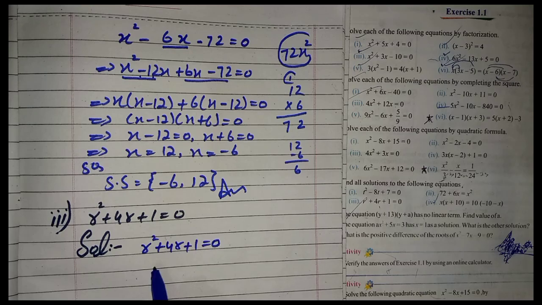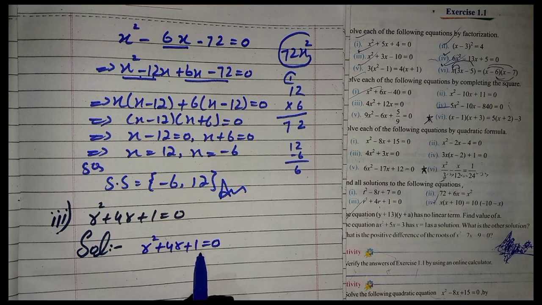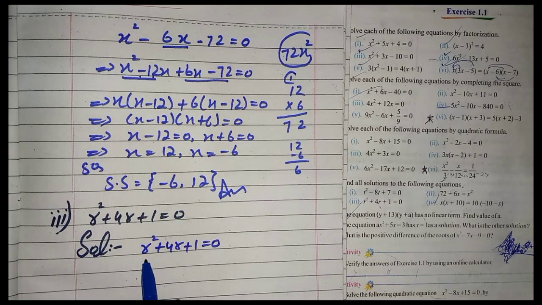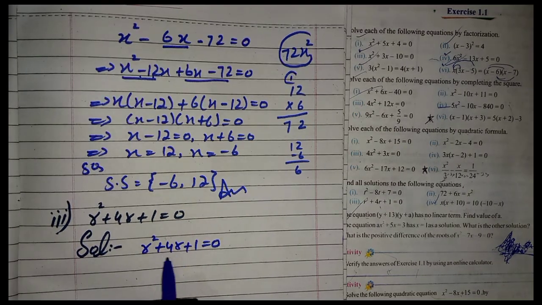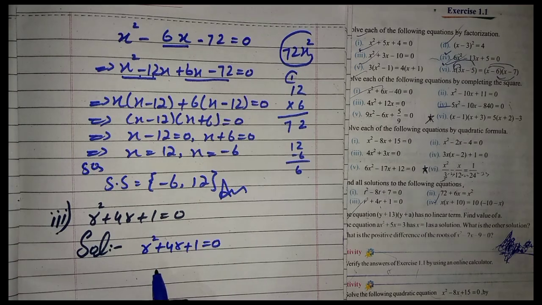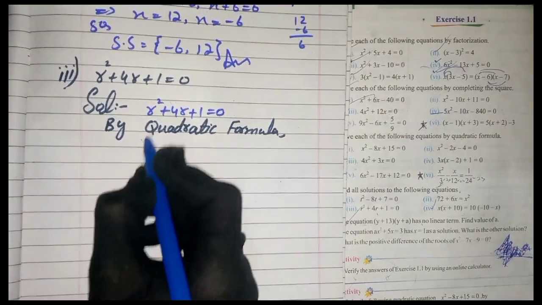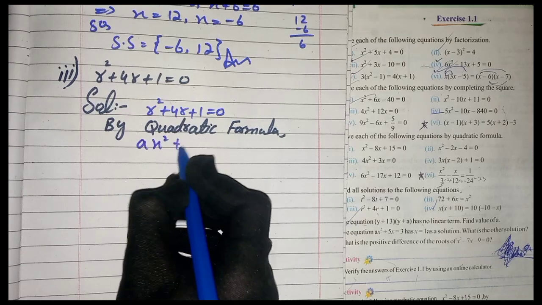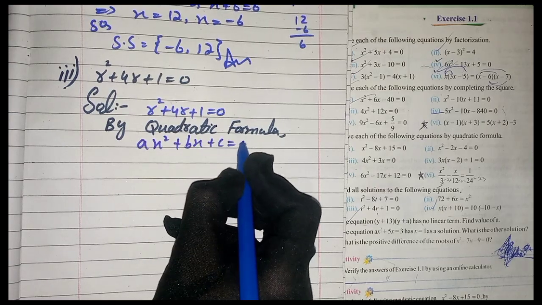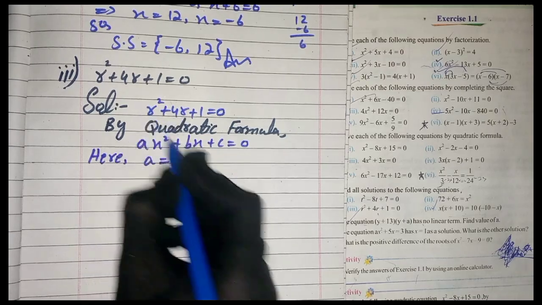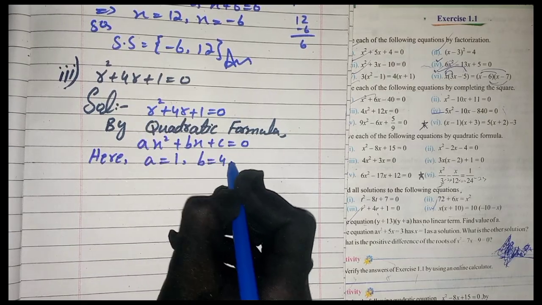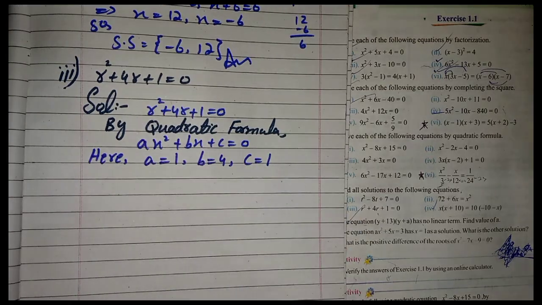Now we solve part 3: r square plus 4r plus 1. We cannot use factorization method here. We cannot break down the mid-term, and we cannot solve by completing square method. So we solve this quadratic equation by quadratic formula. We compare with standard form of equation ax square plus bx plus c equal to 0. Here a equal to 1, b equal to 4 and c equal to 1.